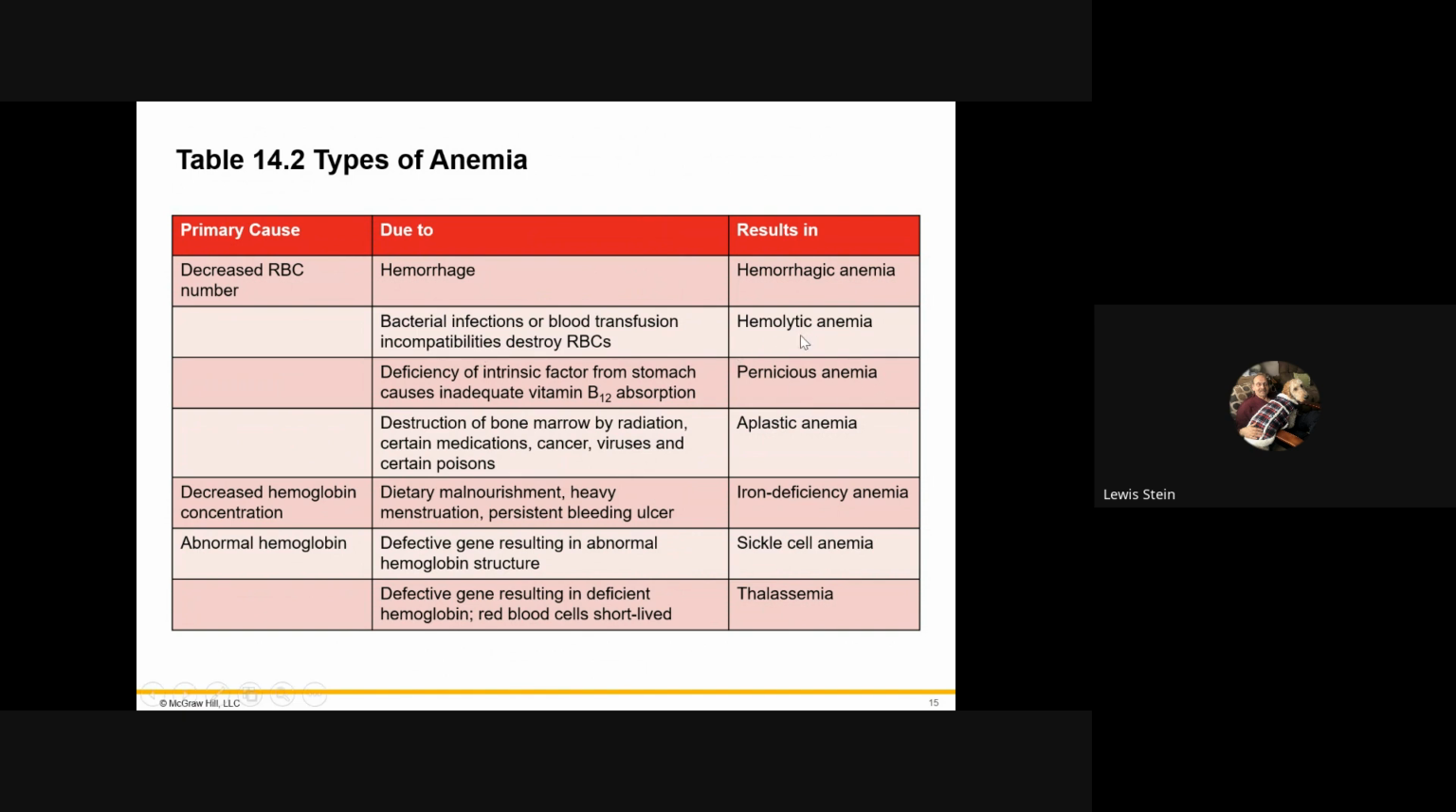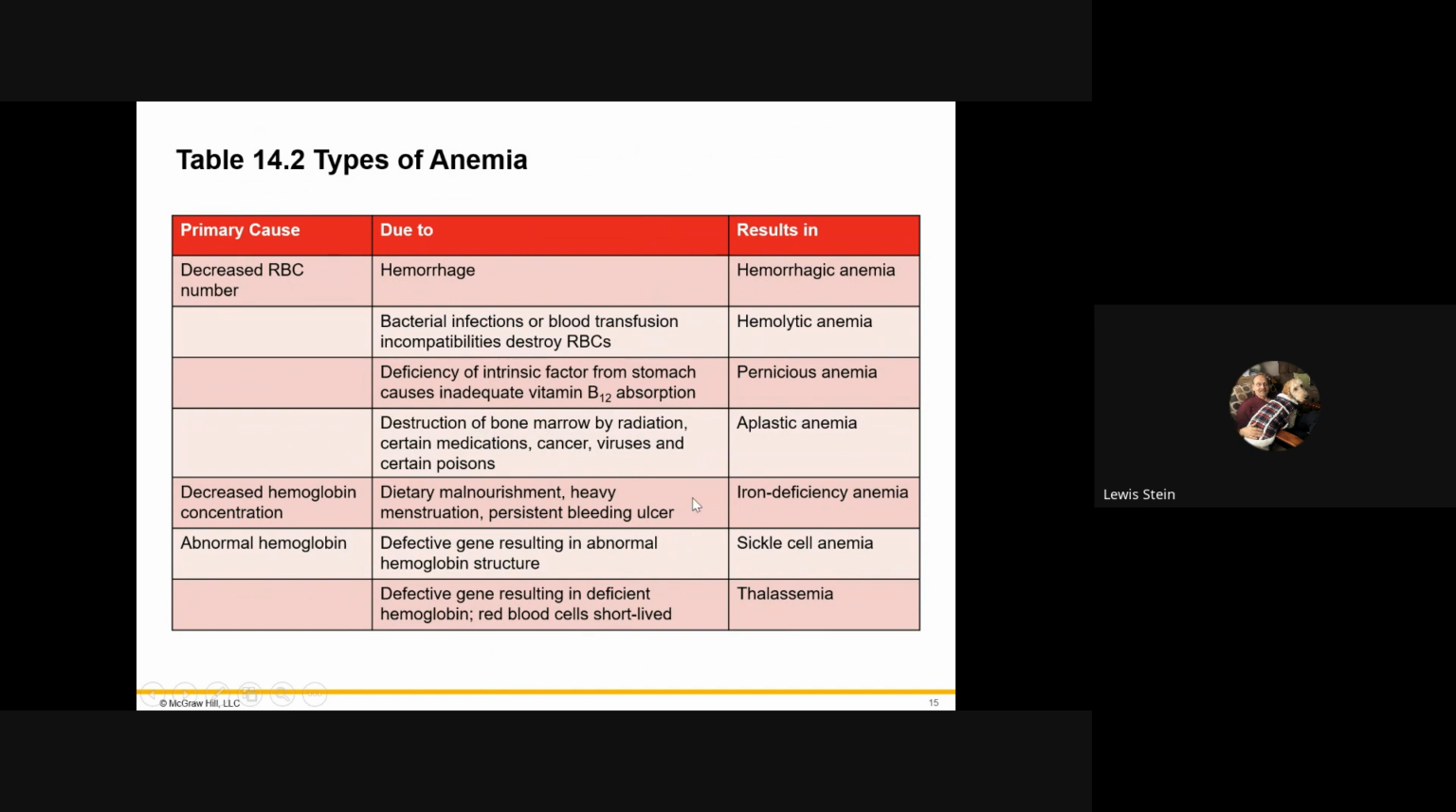Hemolytic means it tears apart the red cells. So think of a mismatched transfusion. That's one of the big problems with it. Hemorrhage, self-explanatory. Hemorrhage doesn't mean bleeding outside. Hemorrhage means bleeding inside as well. That was my problem. Here's a pernicious anemia, okay, with B12.